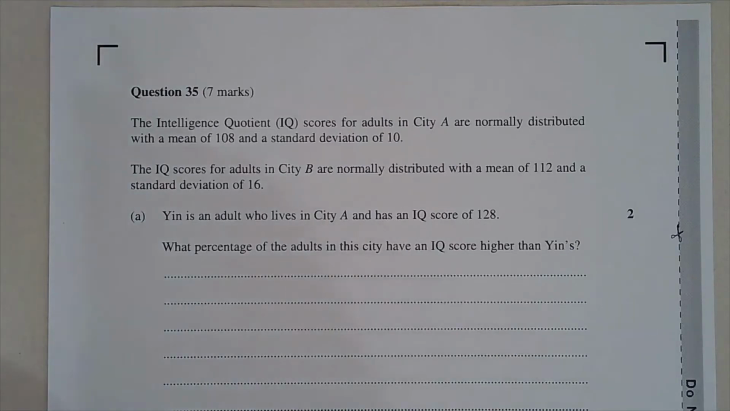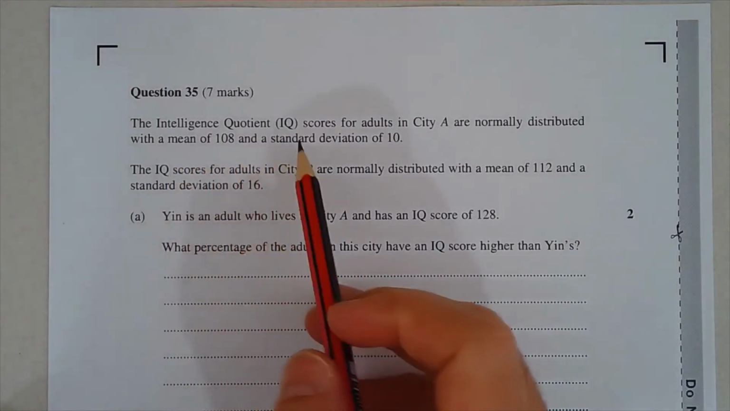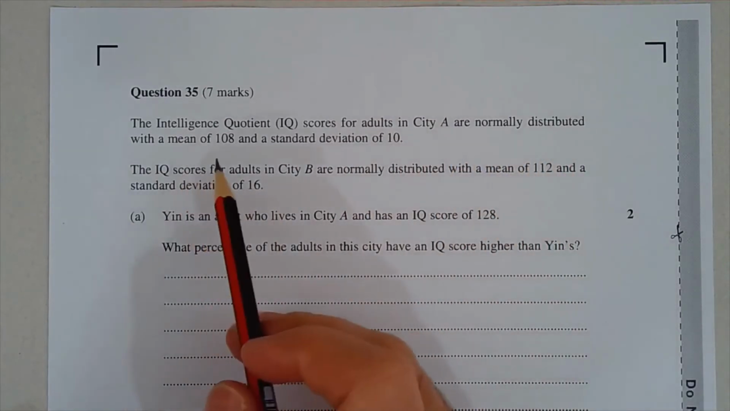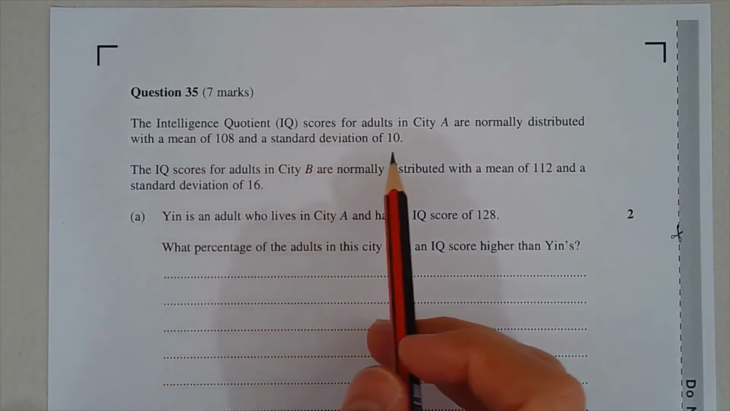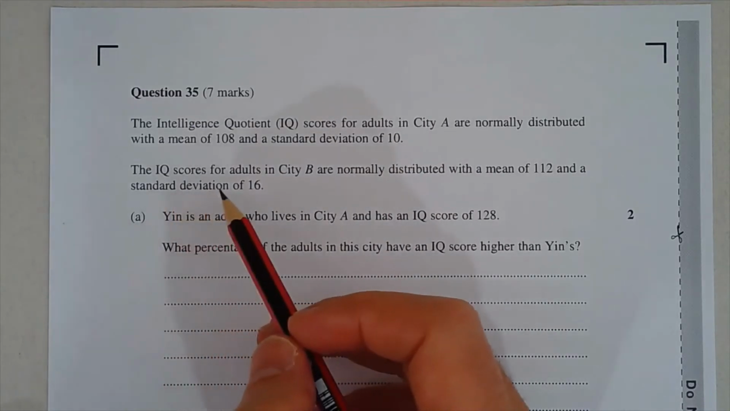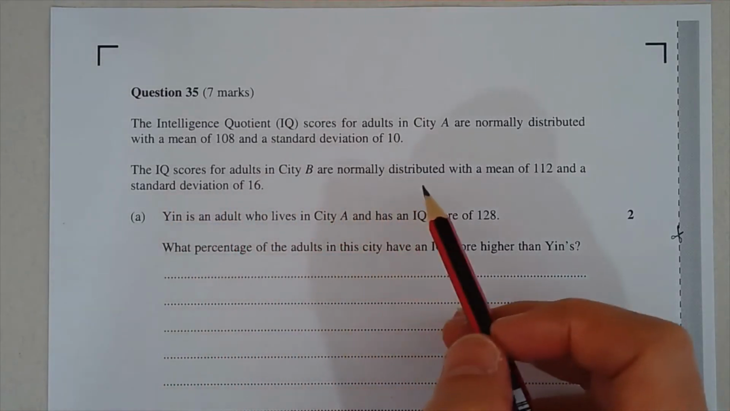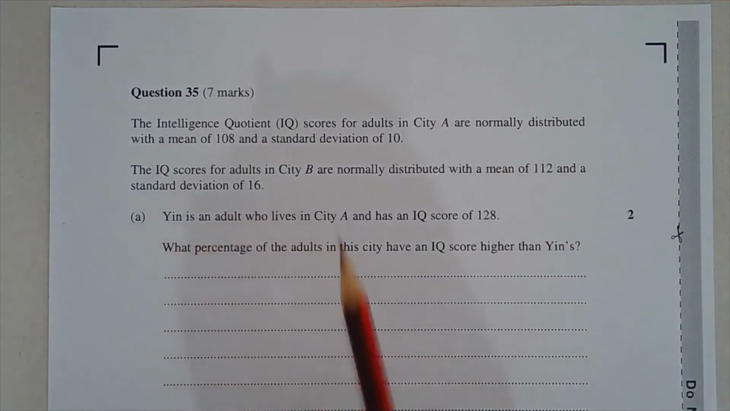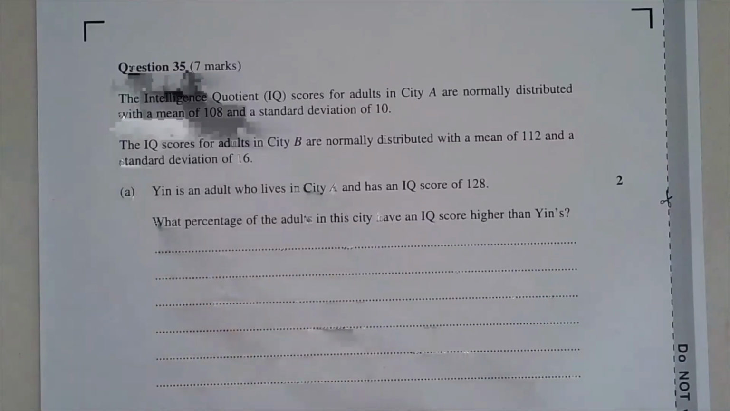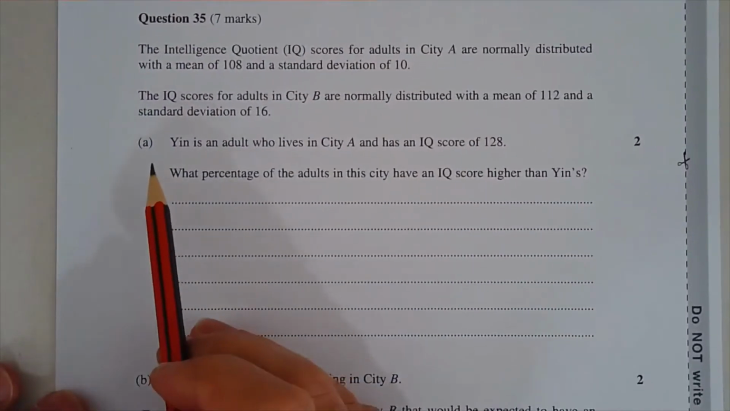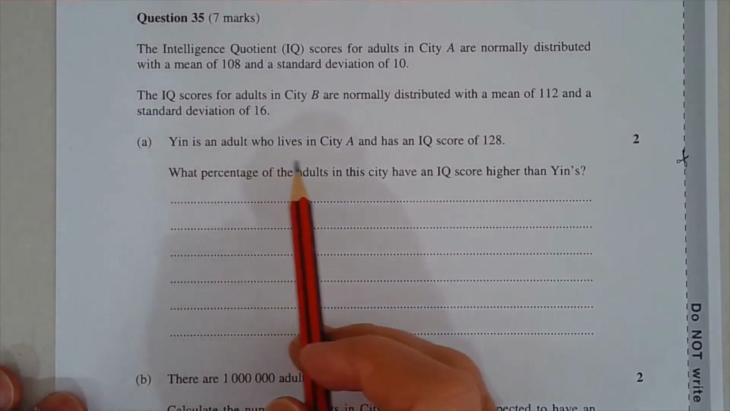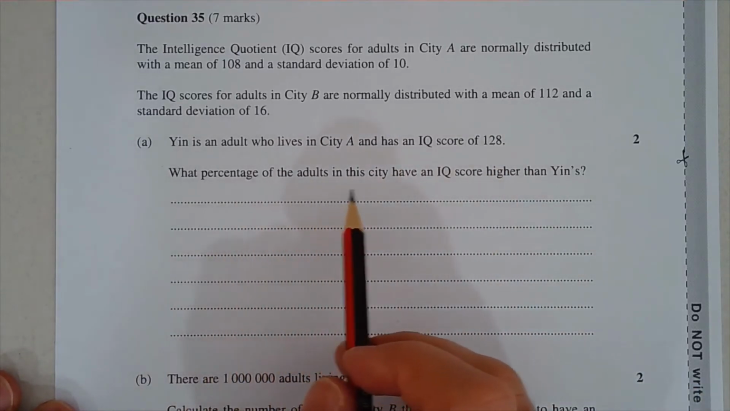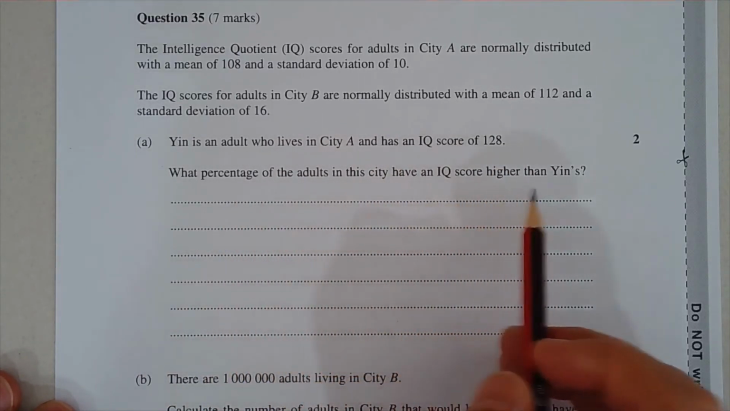Question 35. The intelligence quotient, IQ, scores for adults in City A are normally distributed with a mean of 108 and a standard deviation of 10. The IQ scores for adults in City B are normally distributed with a mean of 112 and a standard deviation of 16. This question has 3 parts, so I'll quickly go through those parts. Part A: Yin is an adult who lives in City A and has an IQ score of 128. What percentage of the adults in this city have an IQ score higher than Yin's?